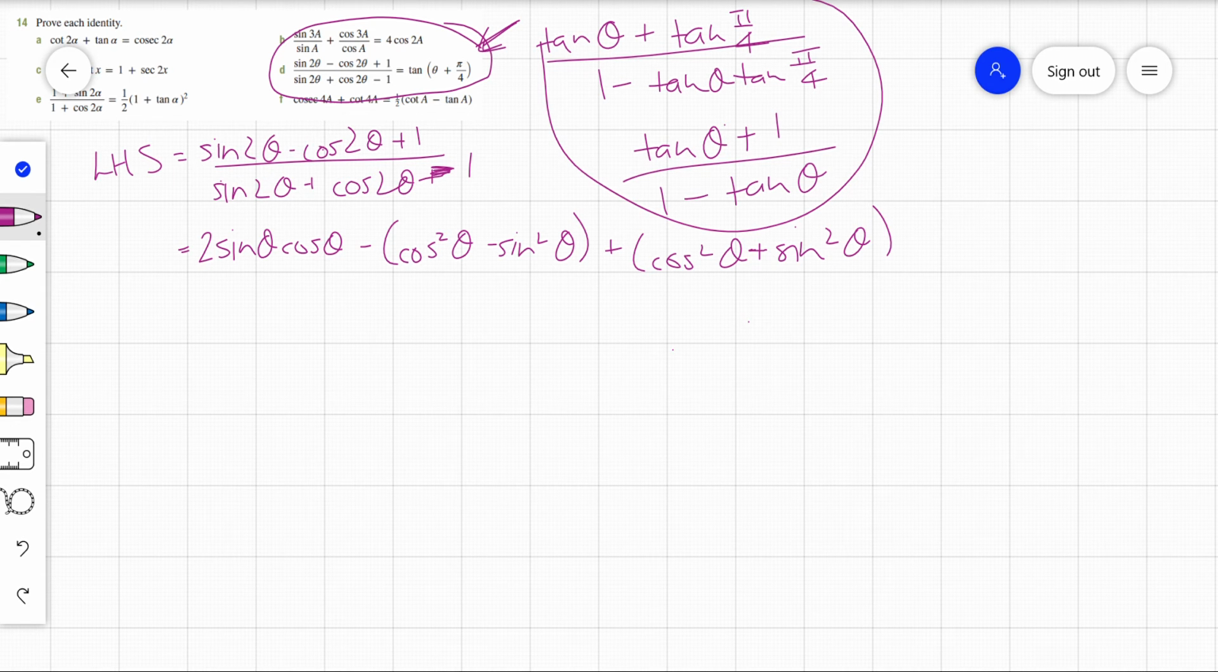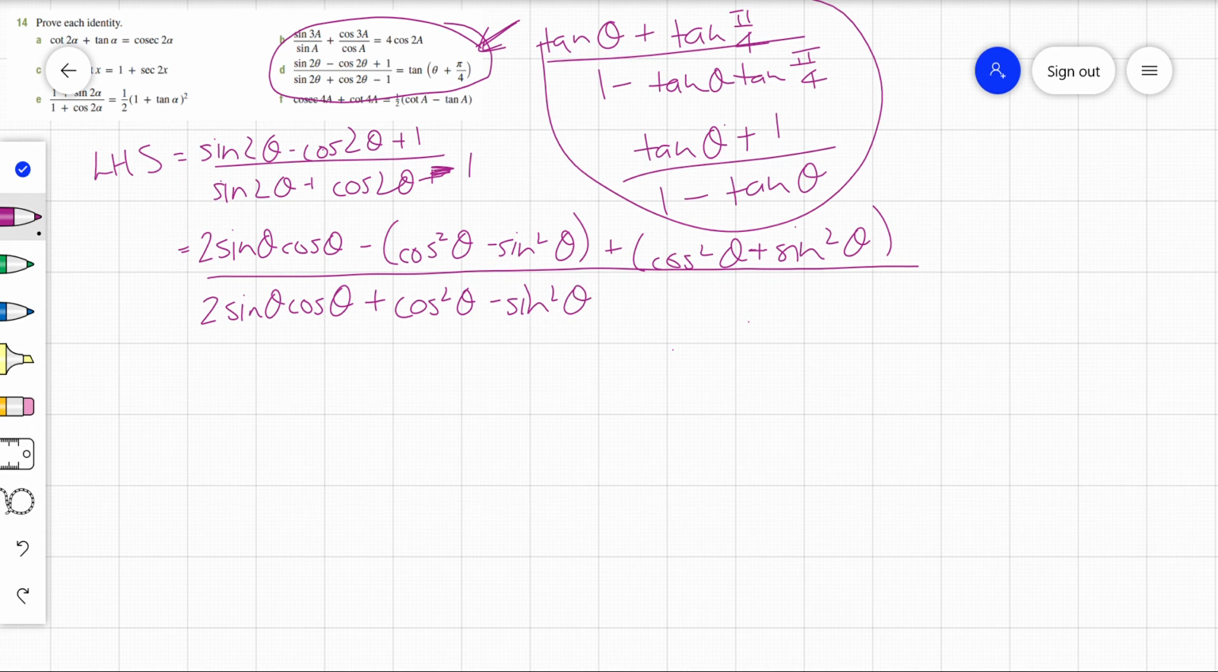That's a plus there. All right, so that's on the top. On the bottom again, 2 sine theta cos theta. I'm going to plus cos squared theta minus sine squared theta, and minus 1, so I'm going to minus cos squared theta plus sine squared theta.